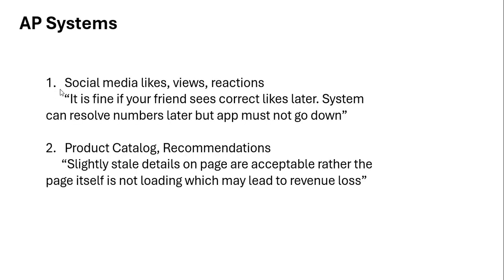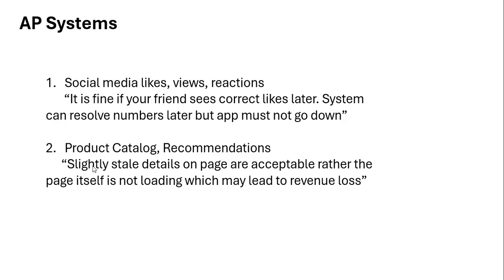So where are they used? In social media. For example, it is fine if your friend sees your correct likes or views later. A system can resolve those numbers, but the app must never go down. Imagine you're using your social media and the app is down. That is not a very good experience. You can tolerate a little stale information about the views or about your likes, but you cannot tolerate when the system has gone down.